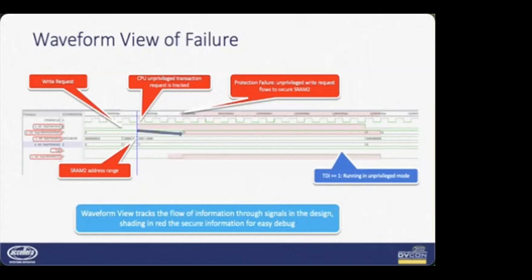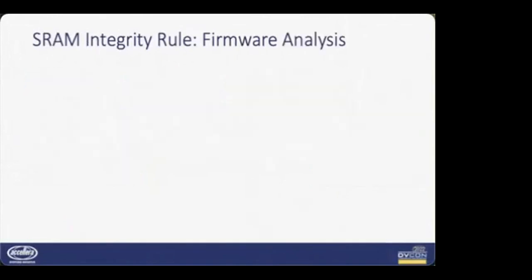So the question now is, why was this write request made to the SRAM2 even though the firmware programmed the memory protection unit to not send this request out of the CPU? So let's next examine the firmware.